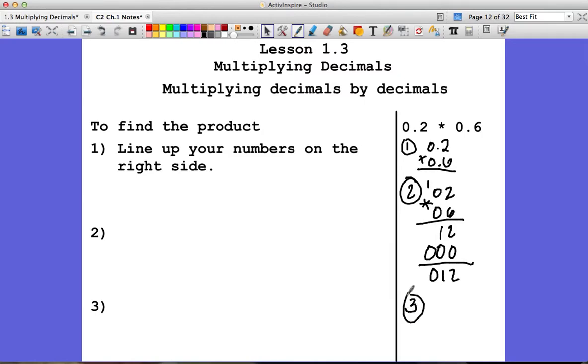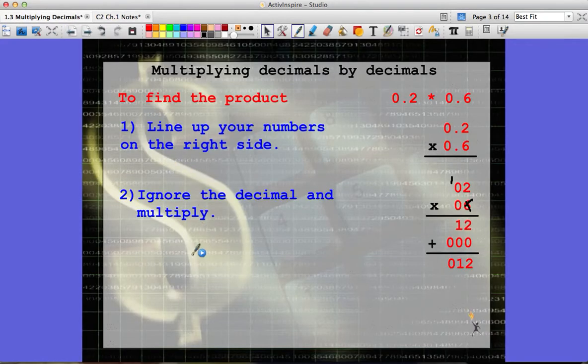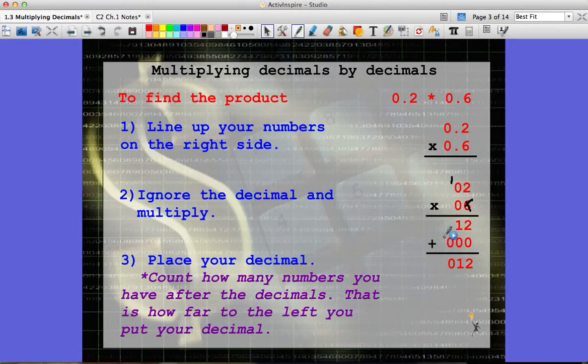Okay, and then the third step, place your decimal. So to place our decimal, we count how many numbers we have after the decimals. That's how far to the left you put your decimal. So what this means is I have a 2 after the decimal and I have a 6 after the decimal. That's 2 numbers. So I take my decimal and I start it on the right hand side and I move it 1, 2 places to the left. So my answer is 0 and 12 hundredths.